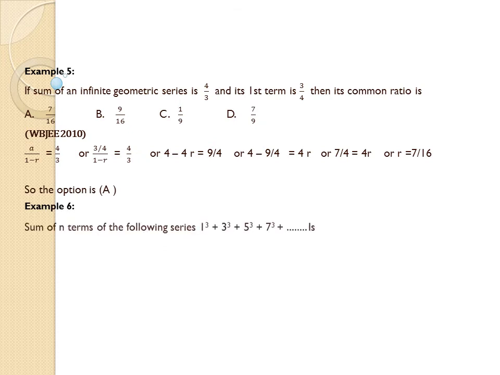Next problem. Sum of the n terms of the following series: 1 cube plus 3 cube plus 5 cube plus 7 cube plus so on. Basically the odd cubes of the first n odd numbers, that is the common thing. Here I will deduce the problem with the solutions, but I request you not to do these types of problem in the examination.